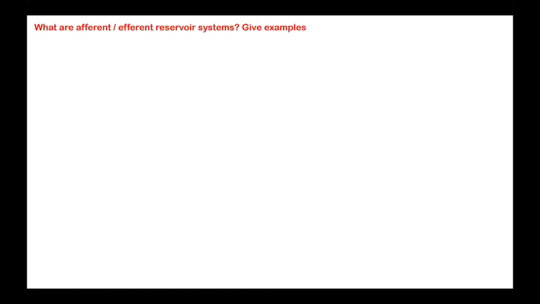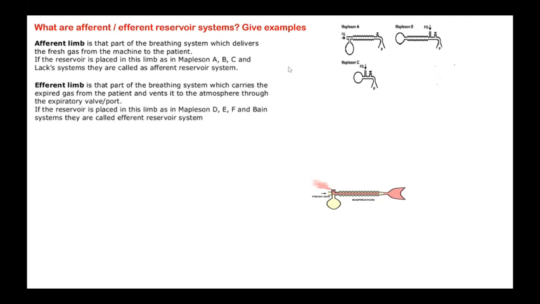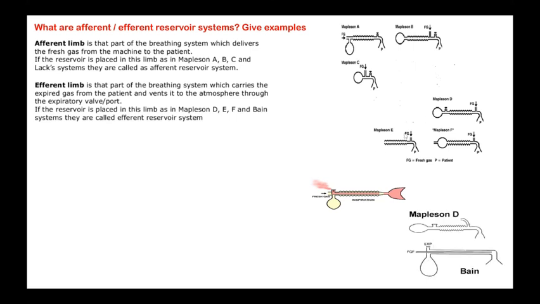So that will end the, these are the afferent and efferent reservoir system. So they belong to the afferent system. You can see the A, B, and C, where the reservoir bag is in the part of the respiratory limb, whereas in the efferent system, they are in the respiratory passage limb.